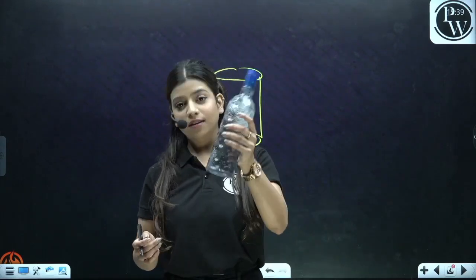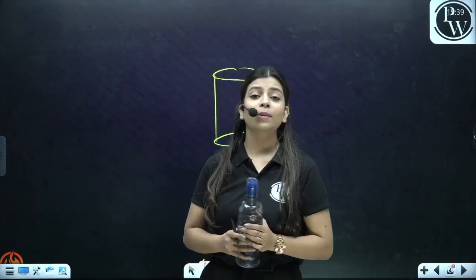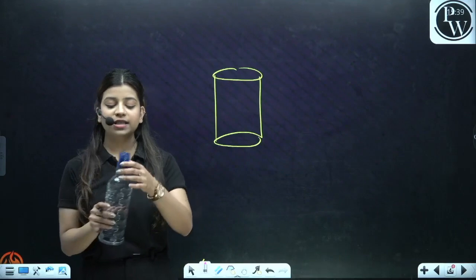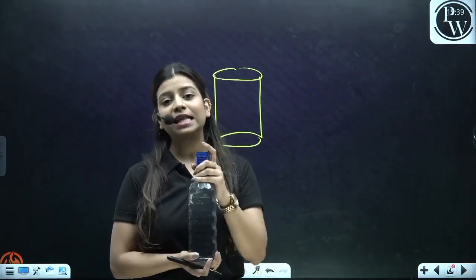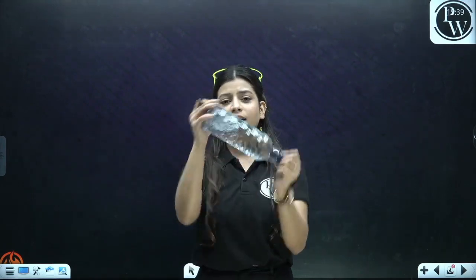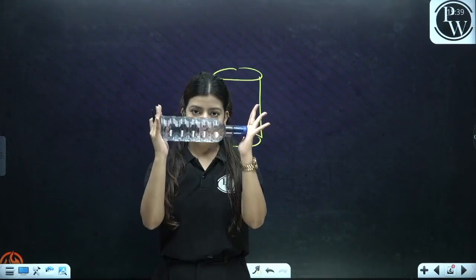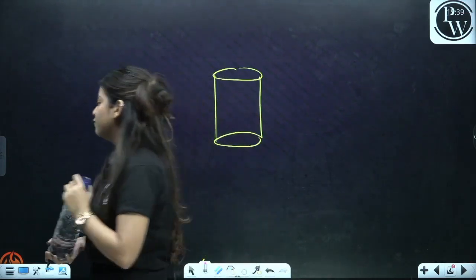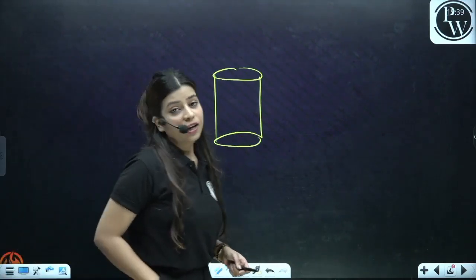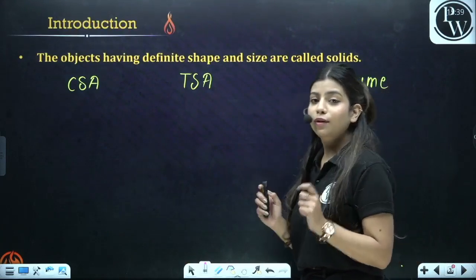Now we talk about the volume, right? How much water, if I talk about this water bottle, or any figure, how much capacity that container has is the volume. For example, if this water bottle can carry 1 liter of water, that means 1 liter is the volume of this particular object which I am holding. So this is the difference between your curved surface area, your total surface area, and your volume of a particular thing. So these three things we will be learning about.